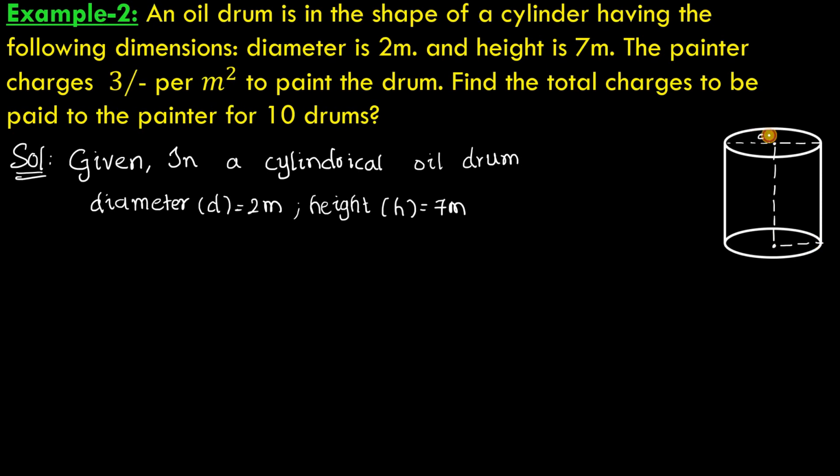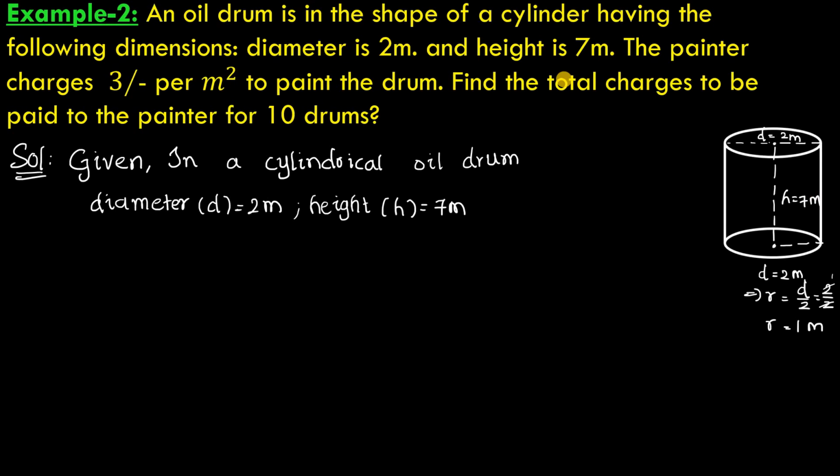The given diameter is 2 meters. So diameter D equals 2 meters. That implies R equals D by 2 equals 2 by 2, and 1. We got R equals 1 meter. And the height given is 7 meters.